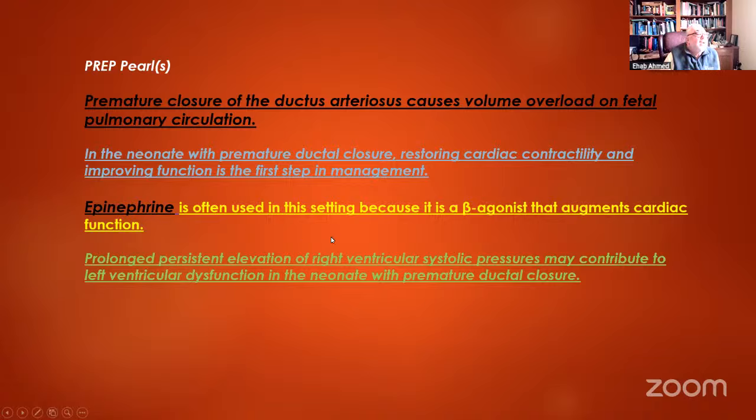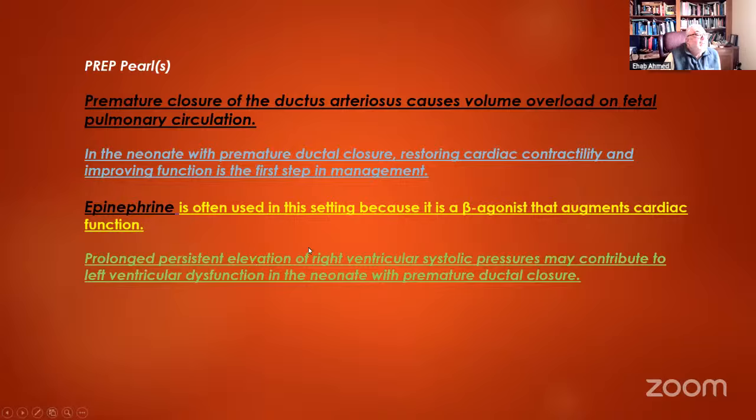And epinephrine has 2 doses, and based on the doses, it has 2 functions. It has a low dose and a high dose, the same with dopamine. So epinephrine is used in this setting because it is an alpha-beta agonist that augments cardiac function.